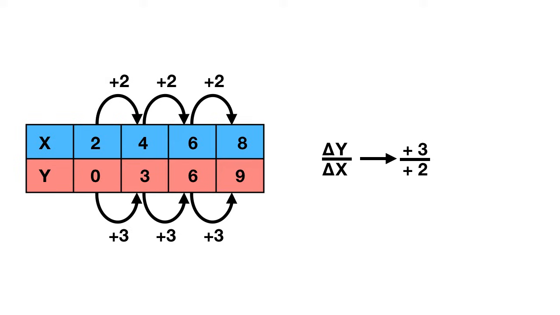So what is the slope here? To find the slope, you just do 3 divided by 2. We'll leave that as a fraction, so we'll write our slope as 3 halves.